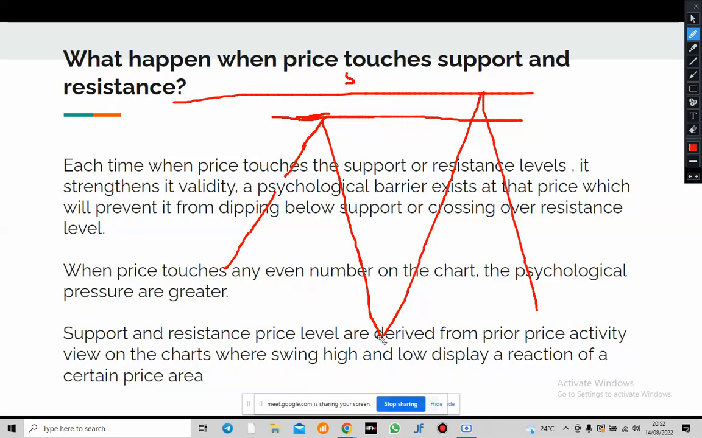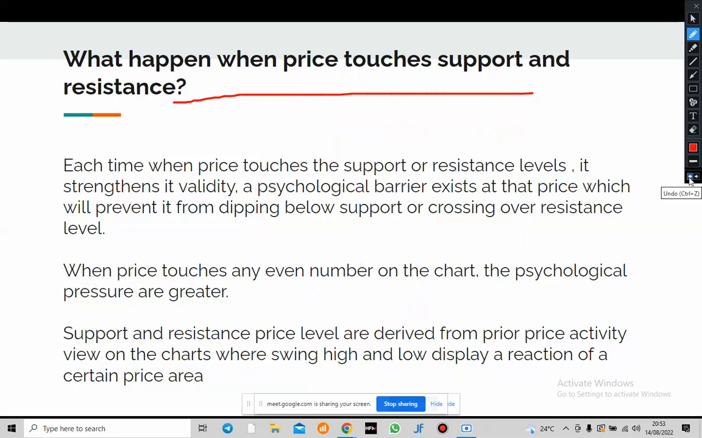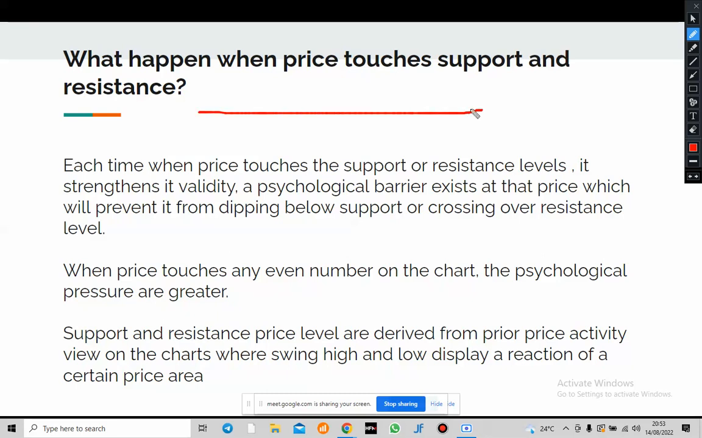Support and resistance price levels are derived from prior price activity on the chart, where swing highs and lows display a reaction at a certain price area. This is one of the most important things. If you have drawn your support and resistance, then the price reaches this level and drops. Again, it came back to this level, crossed the level and dropped, and then reached this point and dropped. Don't say that because the price didn't reach this level before it dropped, or because it crossed over this level, that this level is not valid.